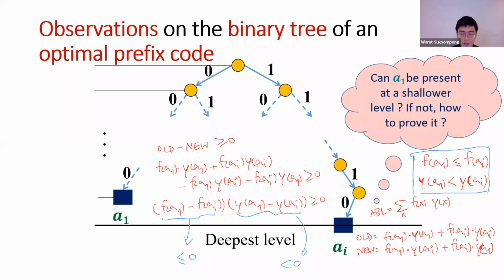When two non-positive terms are multiplied with each other, the result has to be at least 0. So we know that with the swap, the ABL does not increase. We can make the swap between A1 and AI without loss of generality. We can assume that A1 is at the deepest level: if it's not, swapping it with something at the deepest level does not increase the ABL.